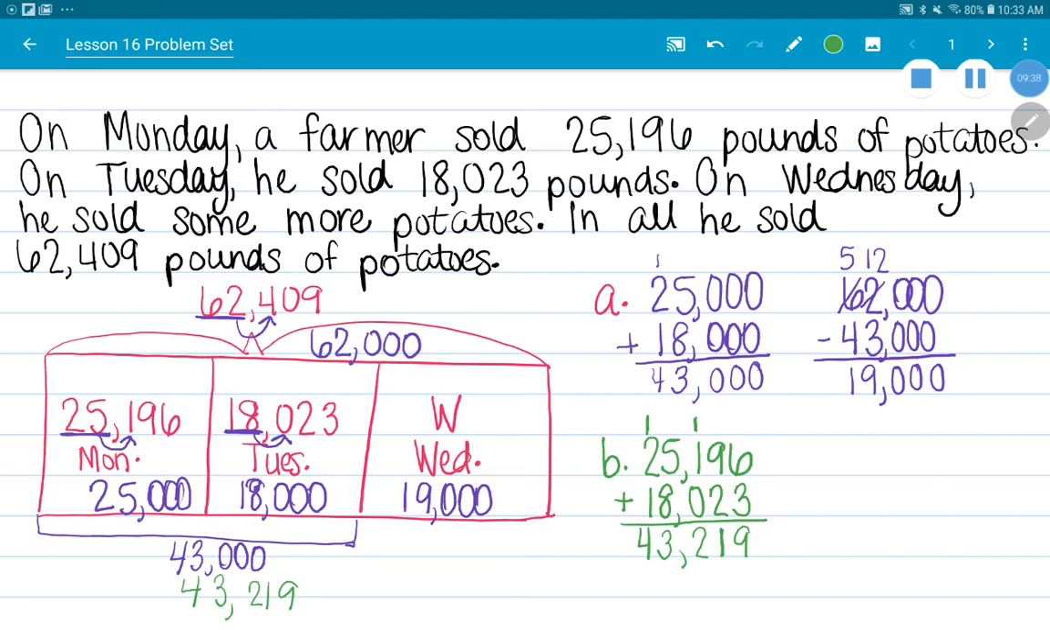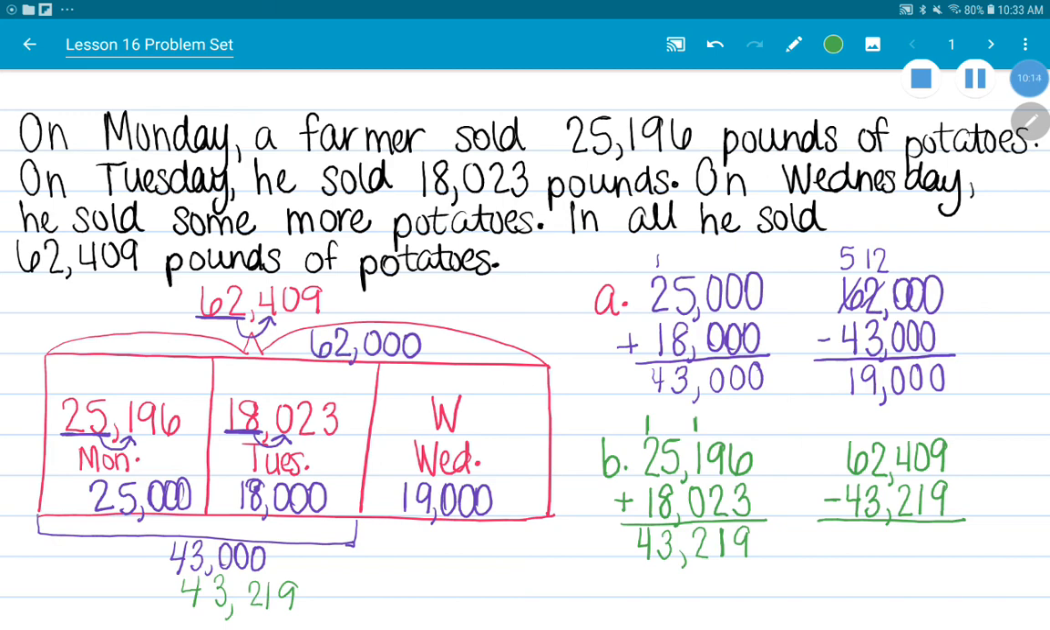So we still need to solve for W to figure out how many pounds of potatoes he sold on Wednesday. So to do that, I'm going to take my total, which was 62,409 pounds. And I'm going to subtract the parts that we know, 43,219. Okay, right over to the side or right there, you can write down in part C if you need to. All right, let's see if we can subtract.